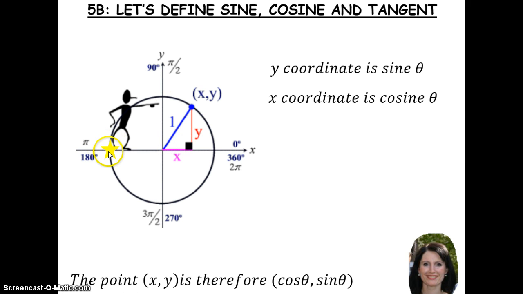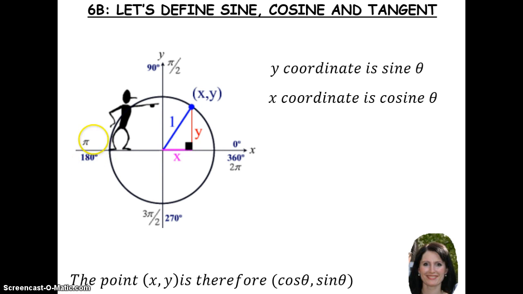What about here where we've got pi, or 180 degrees? Sine theta, well, we're on the x-axis, we're not going up or down, so that means sine pi is going to be 0. Think about for cos pi, where we are on the x-axis is at -1. So cos pi is -1.